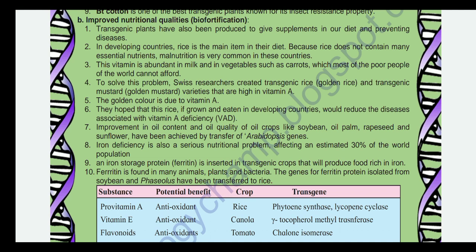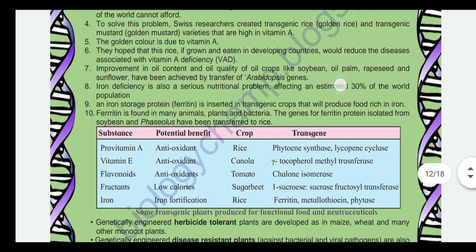the world cannot afford. To solve this problem, Swiss researchers created transgenic rice, that is golden rice, and transgenic mustard, that is golden mustard variety, which is high in vitamin A. So the golden color is due to the vitamin A, and they hope that this rice, grown and eaten in developing countries, will reduce the disease associated with vitamin A deficiency.